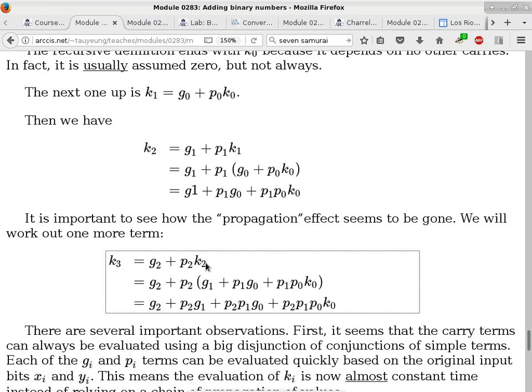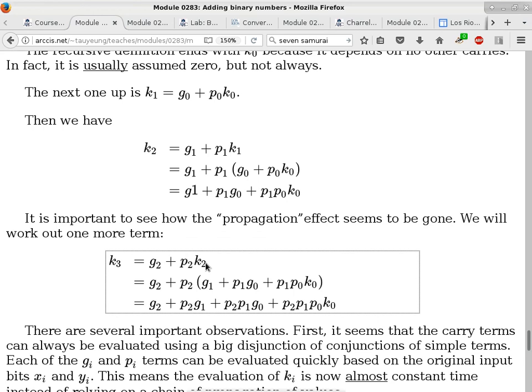That's K2. What about K3? Do you think K3 would take more time, less time, or the same amount of time? More time. It's the same amount of time. Because even though it has more stuff here, G2, P2, G1, G0, P1, and P0, they are all computed in parallel at the same time.